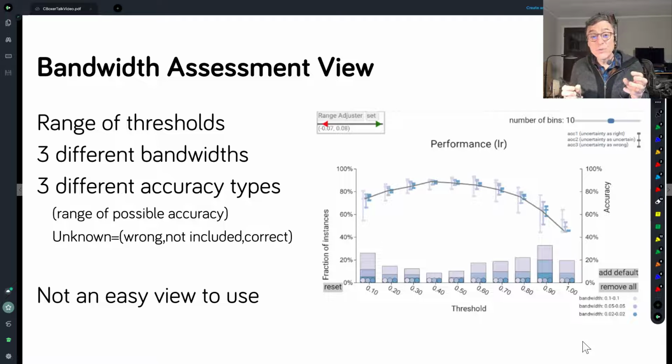A second view that we built deals with the problem of that previous view, that it requires picking a single center threshold first. We built what we call the bandwidth assessment view that allows us to look at several different thresholds.